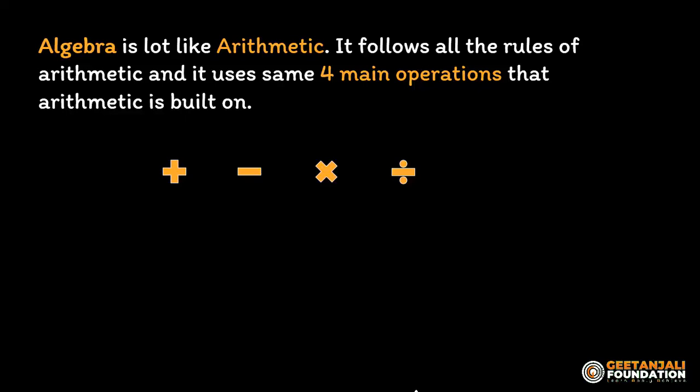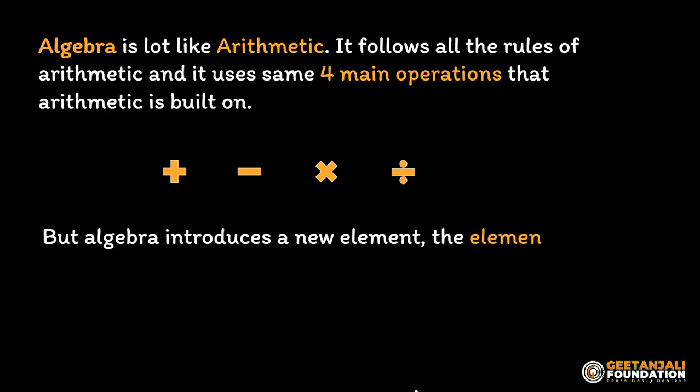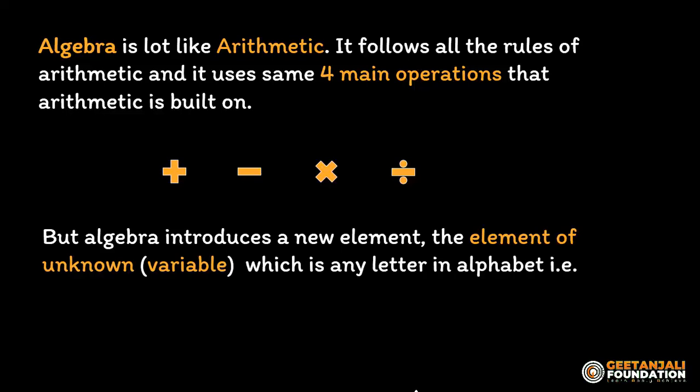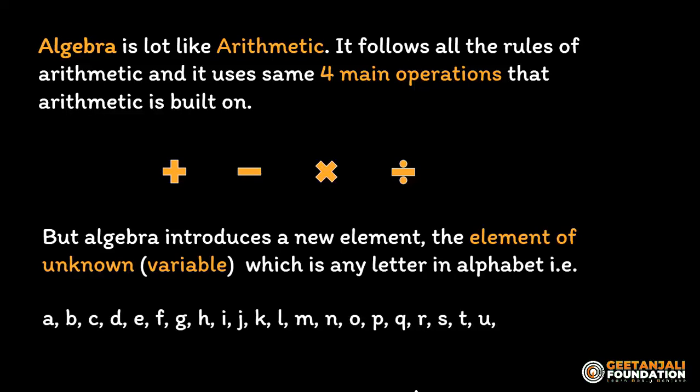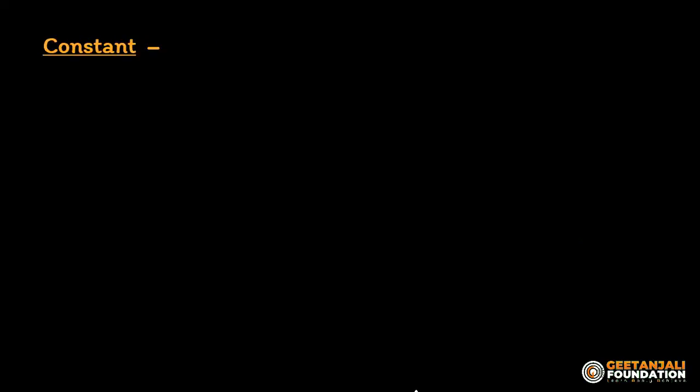Then what is the difference in algebra and arithmetic? Difference lies here. Algebra introduces a new element, the element of unknown or variable, which is any letter in the alphabet, that is A, B, C, D, any of these letters you can see which are used for the variable, but most commonly used variable is X. You must know a few more definitions.